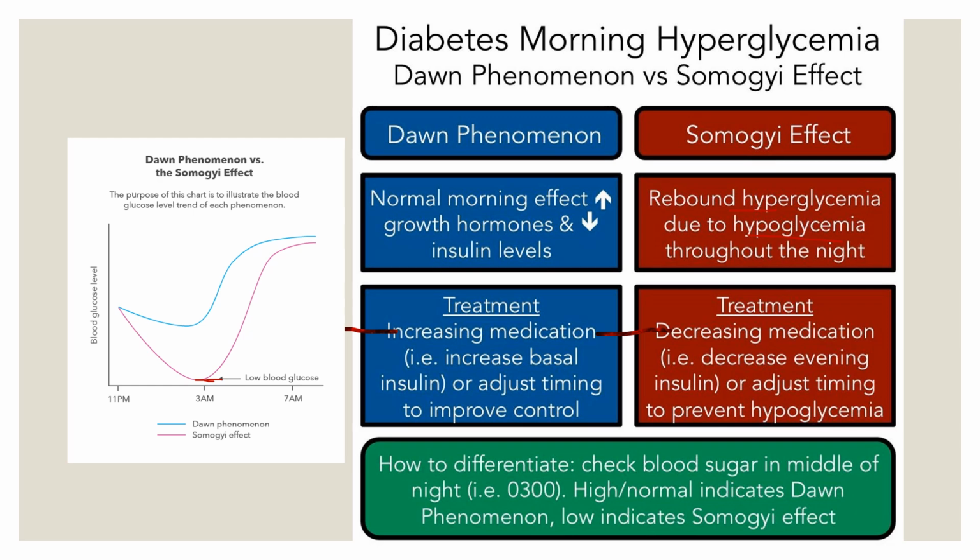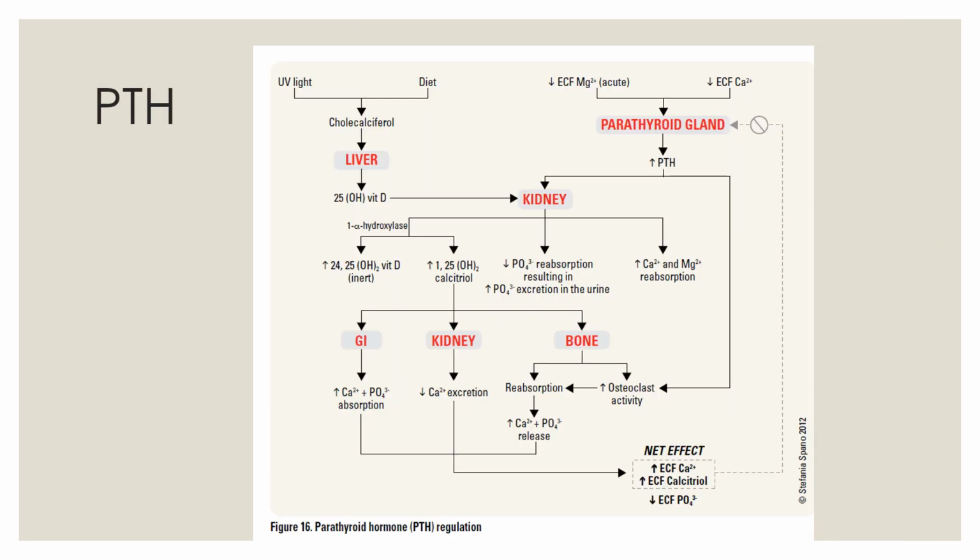So how do you differentiate? You can check the blood sugar in the middle of the night, like at 3 a.m. If it is high or normal, it indicates Dawn phenomenon. If it is low or hypoglycemia, it indicates Somogyi. Why do you have to differentiate? Because the treatment differs. In Dawn phenomenon, it is due to a reduced insulin dose, so you have to increase the dose. Okay. For Somogyi phenomenon, it is due to a higher dose, so you have to decrease the dose. So that is why you have to know this and differentiate.